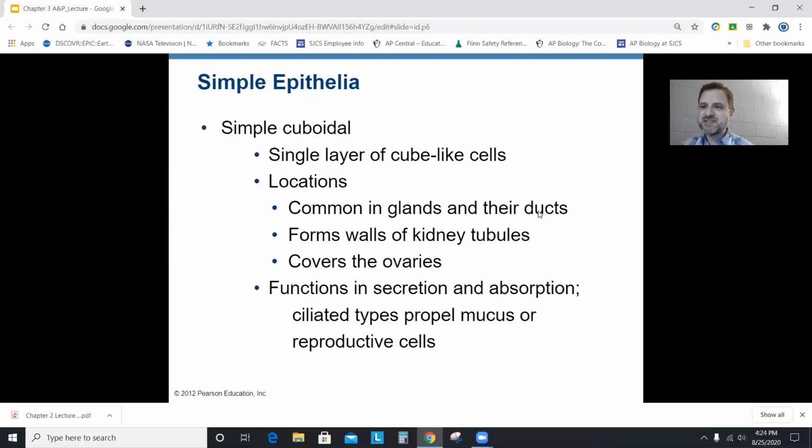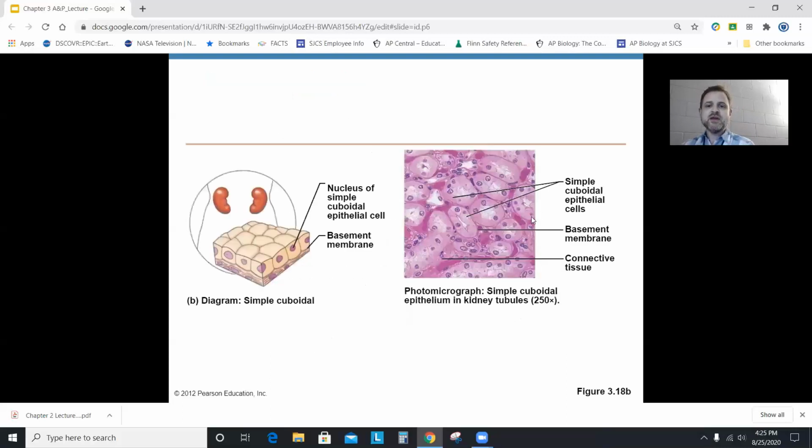Sometimes these cells can be ciliated, with little cilia, tail-like appendages, which can beat back and forth. You might find those in your respiratory system. They help propel things through the system. In the female reproductive system, sometimes you have tubules that are ciliated that help propel egg or sperm. Here you have a picture. This is showing the cells of your kidney tubules. You can see they're cuboidal shaped.